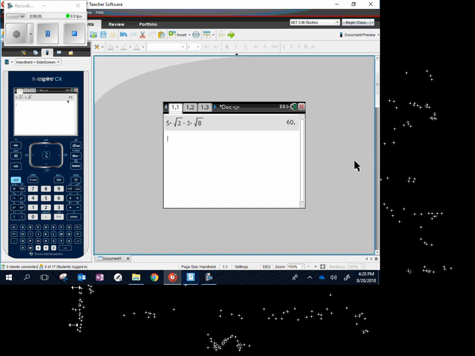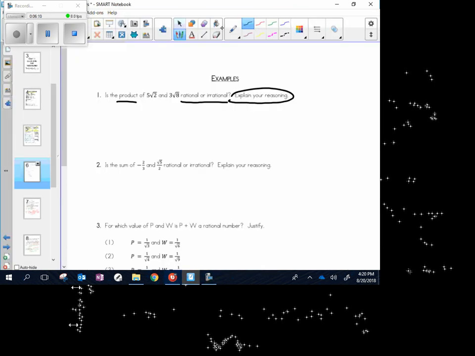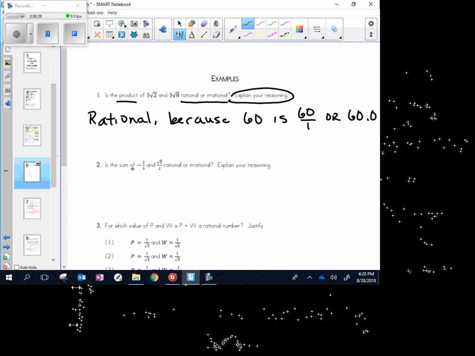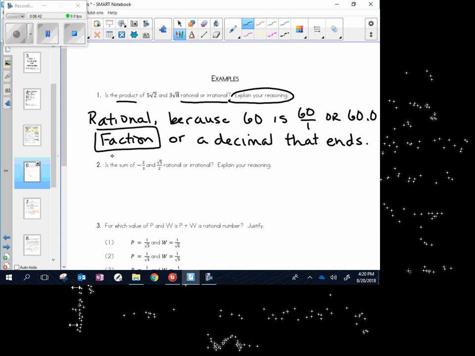And when I did it, I got 60. I multiply them together, I got 60. So I'm going to say that the answer is rational because 60 is 60 over 1, or 60.0. It's a fraction, or a decimal that ends. You don't have to say all that. You could just say it's rational because it can be written as a fraction.